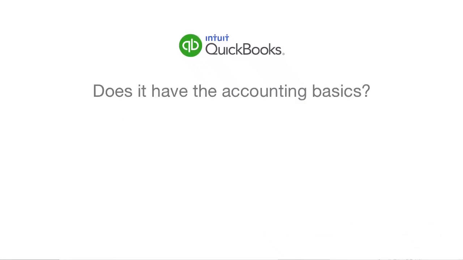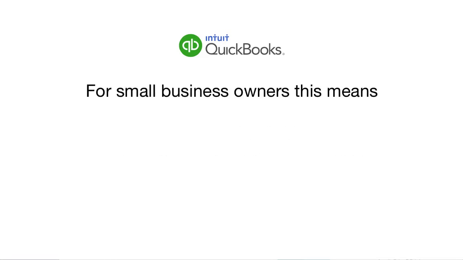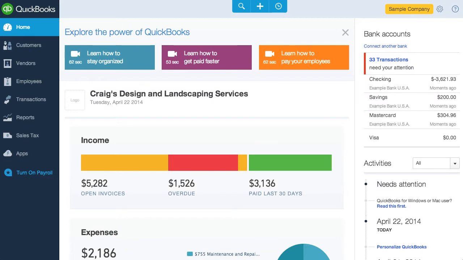Something I always check when evaluating online accounting software is whether it has accounting basics, like accrual accounting, good control over the chart of accounts, and the ability to create journal entries. I can safely say that accountants and bookkeepers will be satisfied that QBO does have the basics. For small business owners, this means that QBO can accurately report your profit and loss, so how much your company makes. It can also produce a balance sheet, which is your company's worth and how it achieved that worth. It's all the functionality beyond these basics that I'll be discussing today.